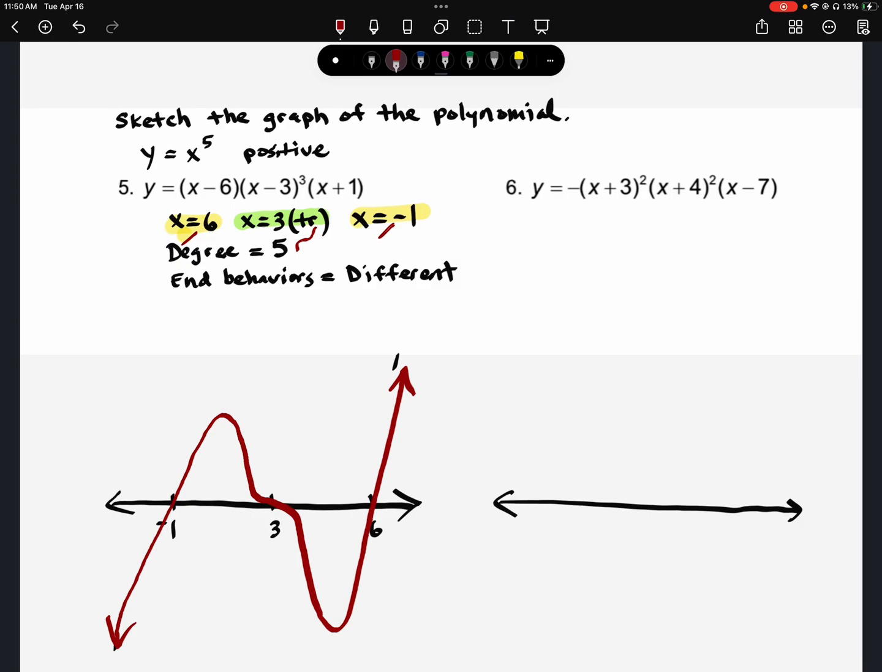Let's look at number 6 now. 6, we have y equals a negative. So right now you're seeing here there's a negative out here. We have x plus 3 squared, which means we'd have x equals negative 3, and that's a double root. X plus 4 squared, so x equals negative 4, and that's a double root. And x minus 7 will give us x equals positive 7. So we've got 2, 2, 1, which is 5. We have a degree of 5.